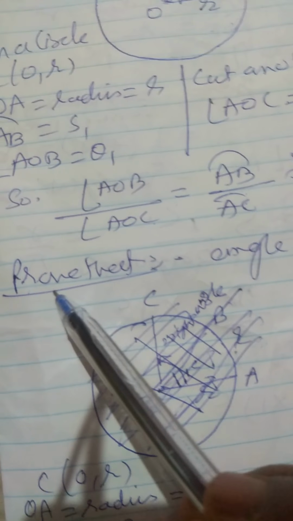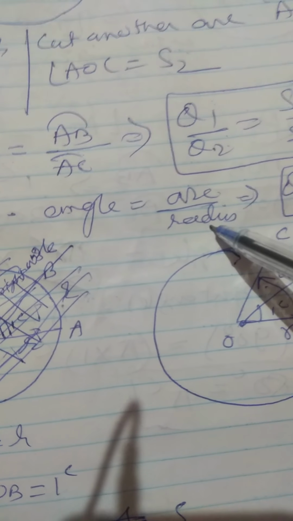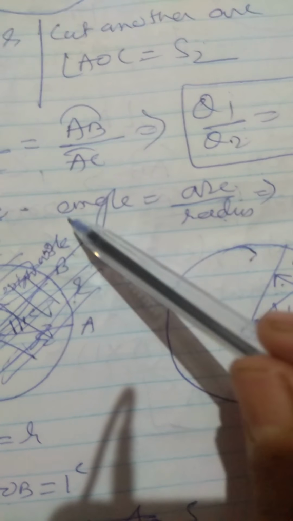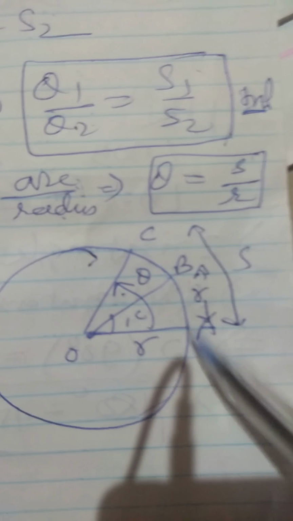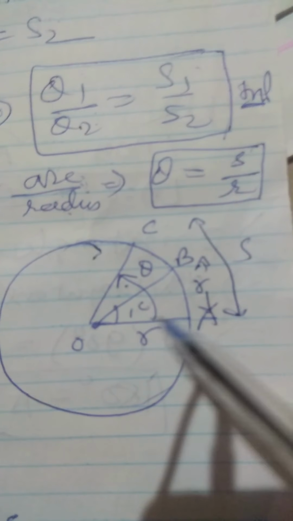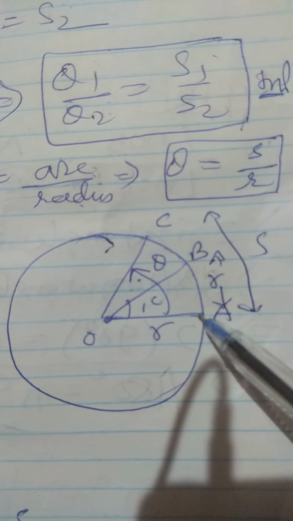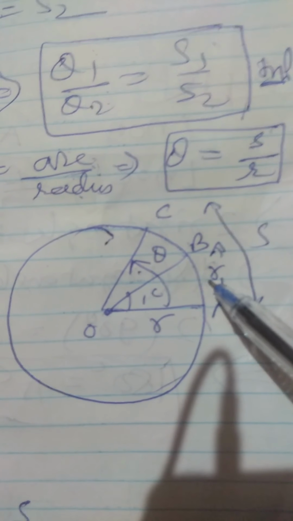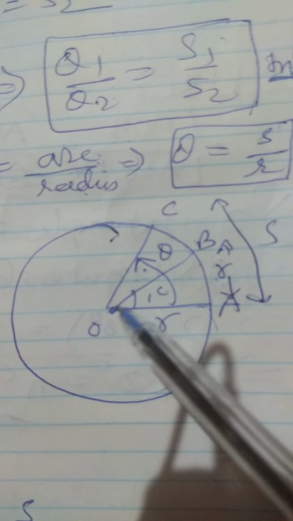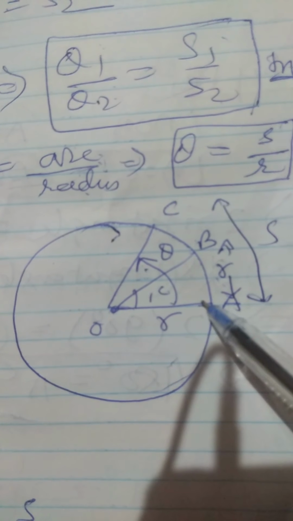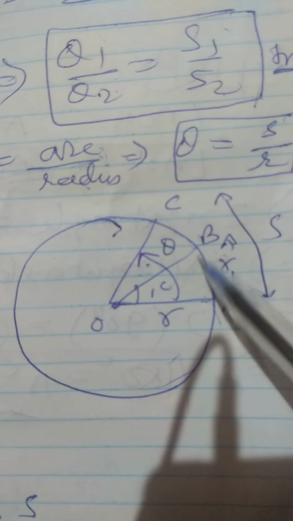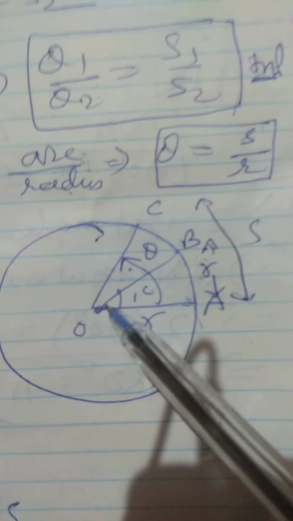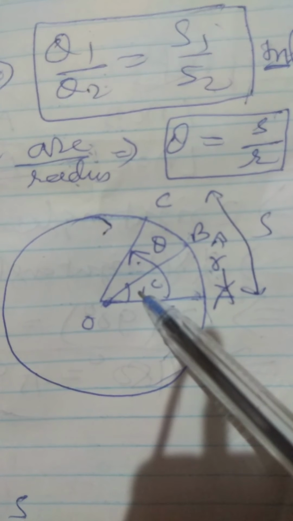Now we get another result, to prove that angle equals arc upon radius. That is the formula. How do we get that formula? By trigonometry: angle equals arc upon radius. For that, we make a diagram. Let there be a circle in which O is the center and r is the radius. Cut an arc AB whose length is equal to the radius of the circle. AB length is r. So the arc AB subtends an angle at the center of 1 radian.